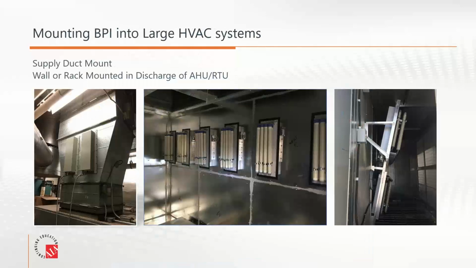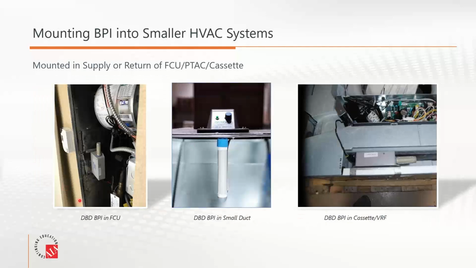Here's a couple examples of the bipolar ionization tubes being put in. This one's a case of a large air handling unit plenum. This is an air handling unit discharge duct. The tubes would be projected into the ductwork. Here's another example of a different plenum application. And those are typically for medium and large systems. But the technology is also adaptable for fan coil units. You see the little tube here, small ducts, and then even variable refrigerant systems, cassettes. You can see the tube in there.